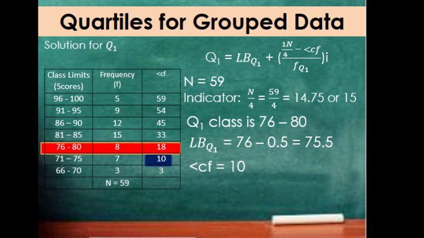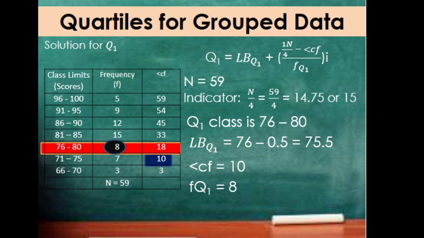So, the less than cumulative frequency is 10. Next, kailangan natin yung frequency ng quartile 1. So, dito tayo titingin ngayon sa frequency. Ito yung ating quartile class. Kukunin natin yung kanyang frequency, which is 8. So, frequency of Q sub 1 is equal to 8.